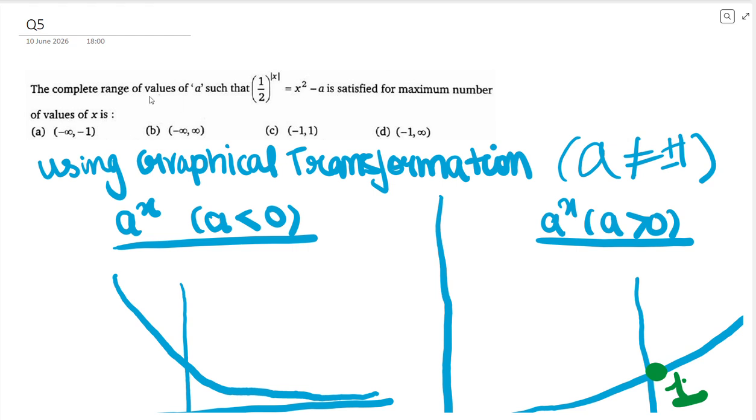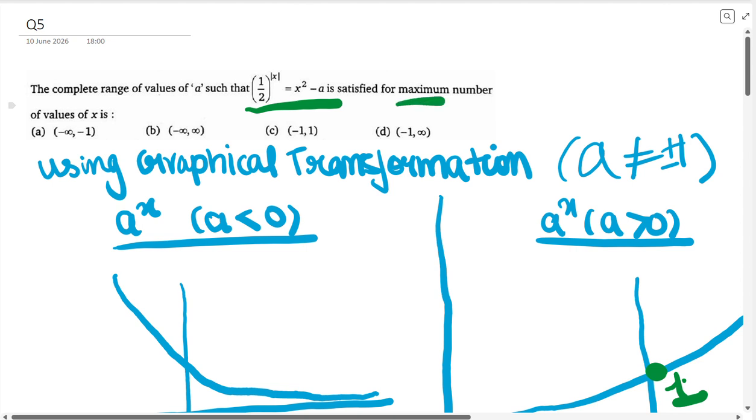In this question, we are required to find the complete range of values of a such that (1/2) raised to the power modulus of x is equal to x square minus a. So this equation must be satisfied for the maximum number of values of x.